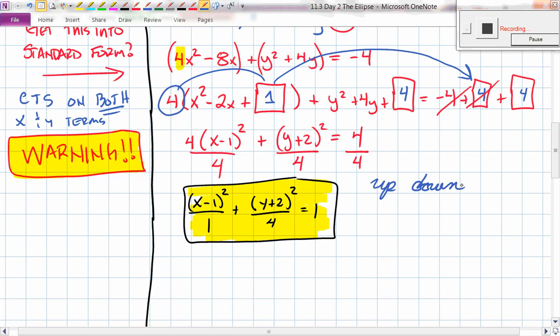Wow, that's pretty good, huh? Okay, this is an up-down because the 4 is squared, the 4 is underneath the y. What's the value of a squared? No. A squared is 4, so a is plus or minus 2.